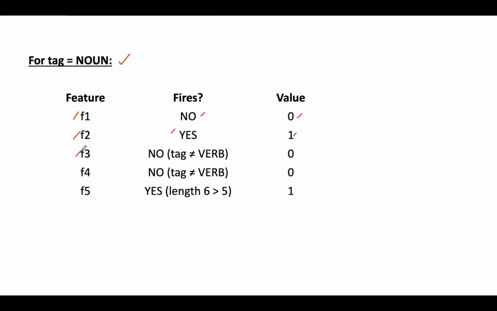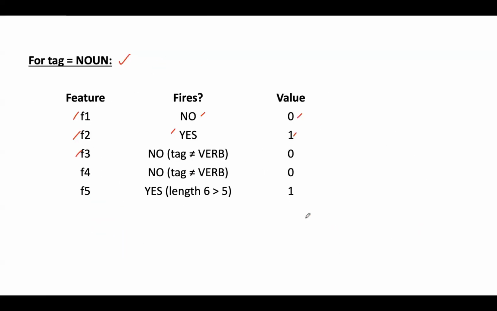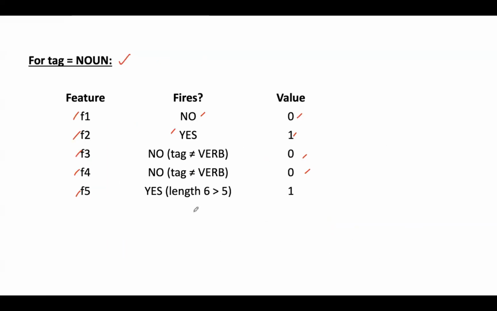So it fires and the value 1 will be assigned. Then for feature 3, F3, as well as F4, we considered only verb as POS, but here it is noun. So both of them, as the tag is not equal to verb, don't fire and the value will be 0. And for the last one, we assume the tag is noun. So here it fires, and the condition is also satisfied. The number of characters in "barked" is 6, which is greater than 5. So the value 1 will be assigned to this feature.